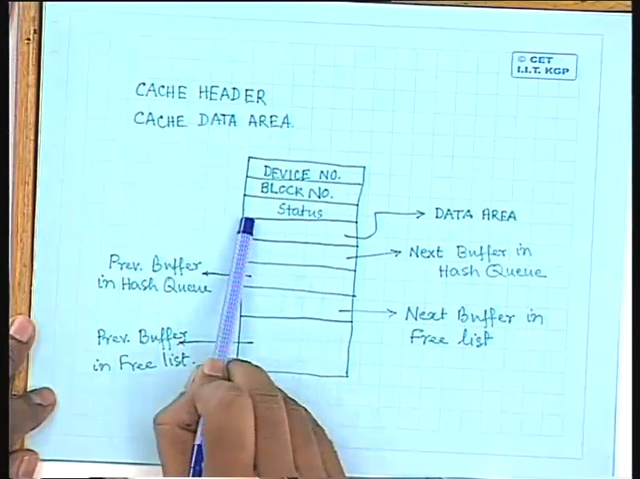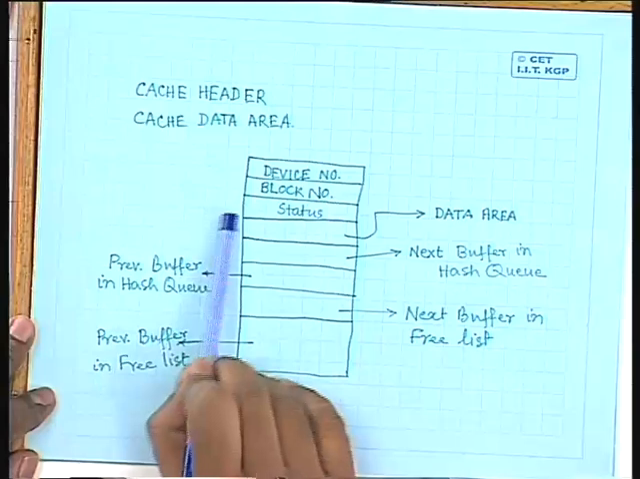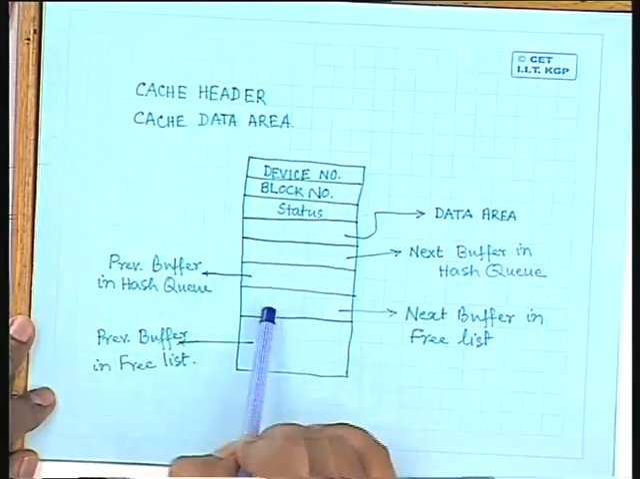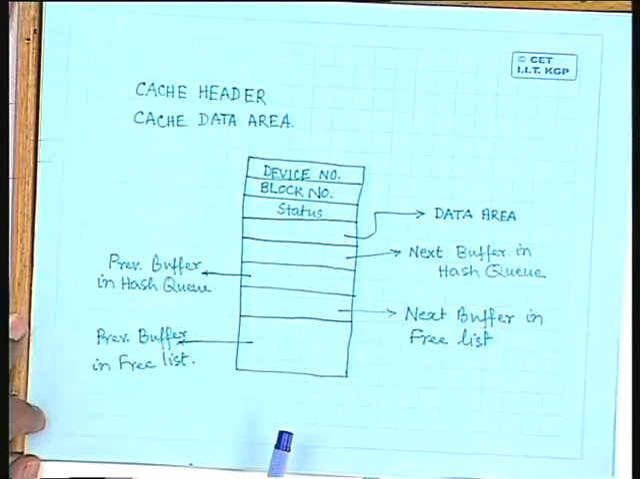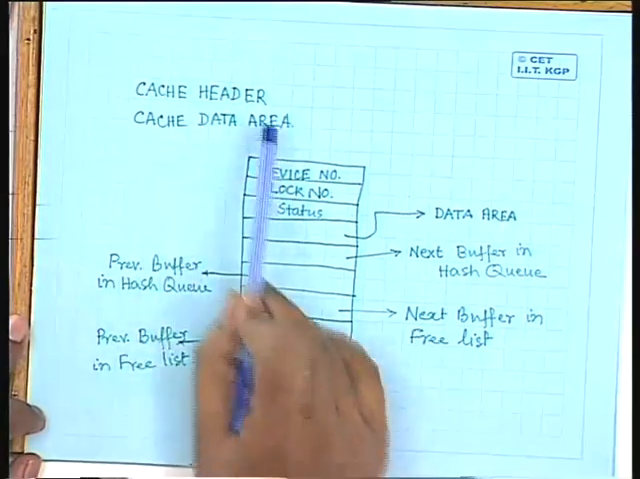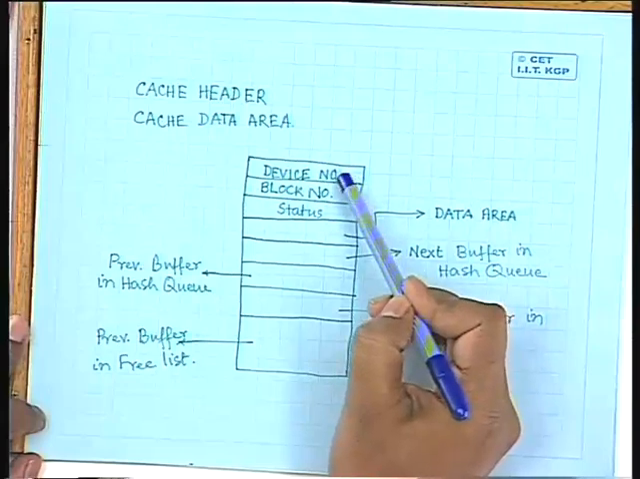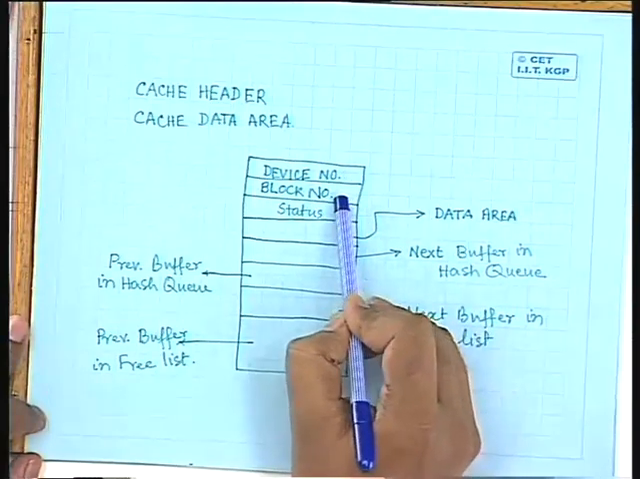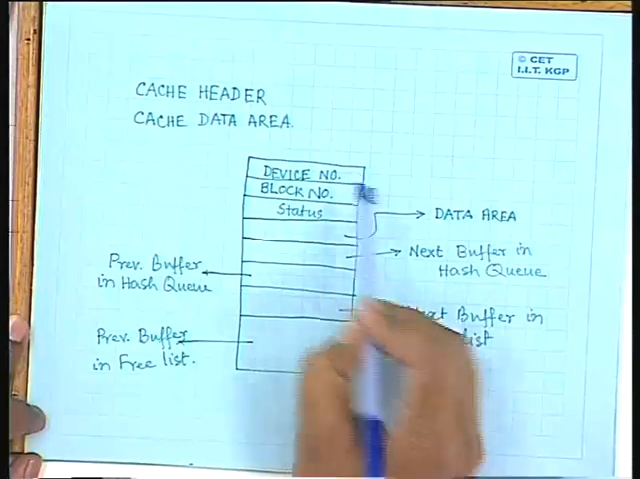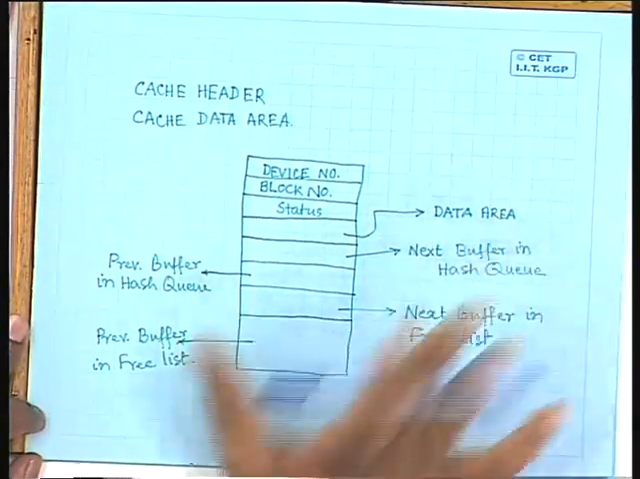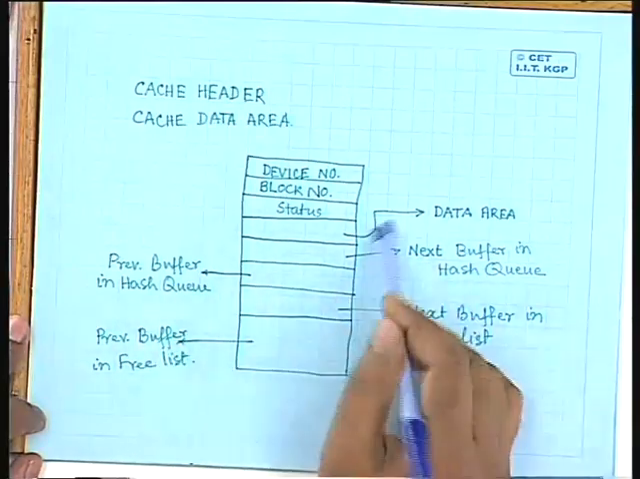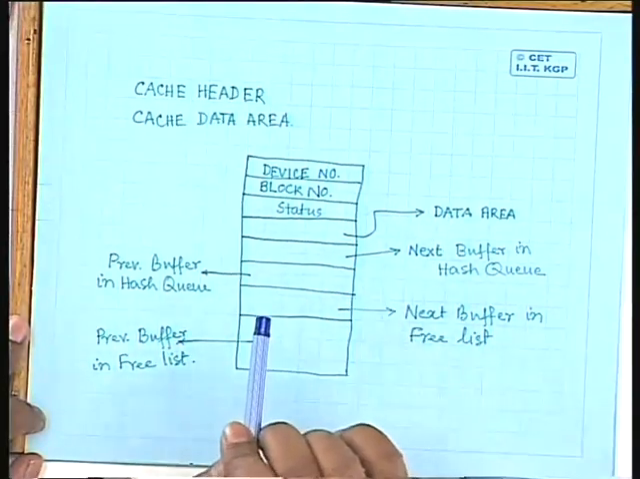If the buffer is unlocked or free, as indicated in the status field, then this buffer will exist in the free list queue. When it exists in the free list queue, that does not mean that the data area of this particular cache does not contain any data. It may contain valid data, which is the actual copy of a block number on some device. So it will contain valid data, but the buffer is not currently being used by any process. So it will exist in the free list queue.